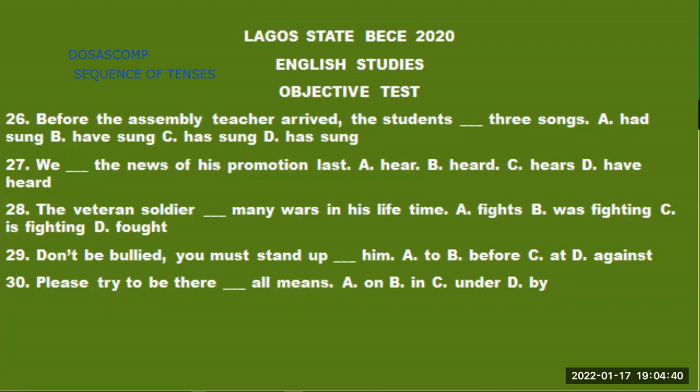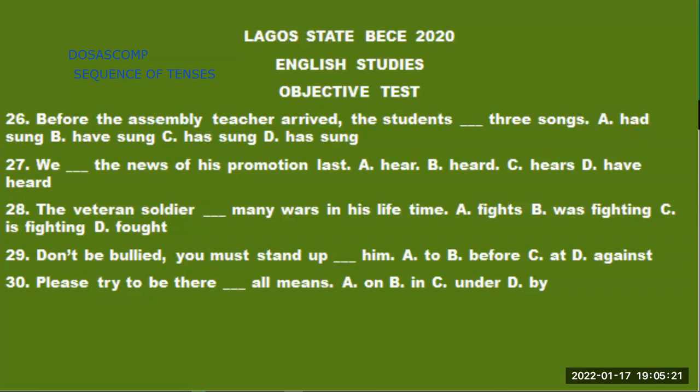Now the question is, which one came first? Now the words before the assembly teacher arrived show that the action of the assembly teacher arriving came after the students singing of the 3 songs. So the one that came first is the students singing 3 songs. And this is where we use the past perfect. All right, so you need to understand this. So before the assembly teacher arrived, the students had sung 3 songs.